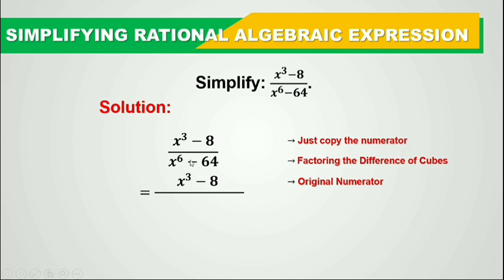So, what are the factors of x to the power of 6 minus 64? So, they are x cubed plus 8 times x cubed minus 8. And then, these are now the factored form of the expression in the denominator. And then, try to observe, x cubed minus 8 is present in the numerator as well as in the denominator. So, we could cancel them directly.